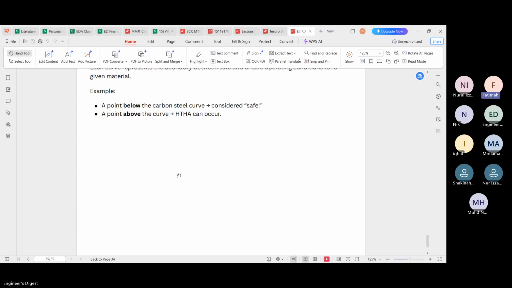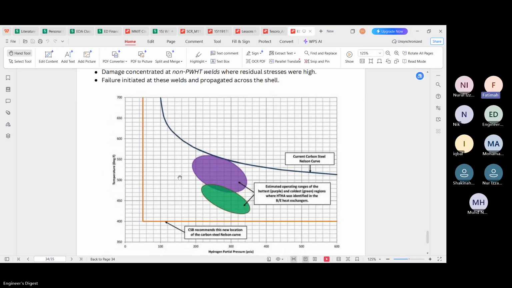So if they say above the Nelson curve, they need to change into other material. Correct. Yes, you're right. So this other material is no longer carbon steel. We can consider low alloy steel, which we will cover next class.